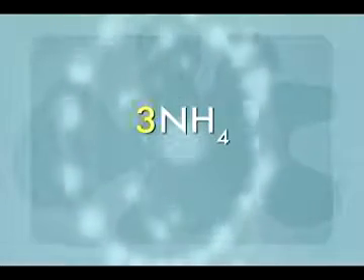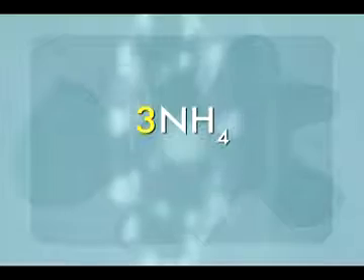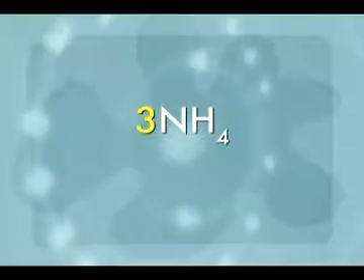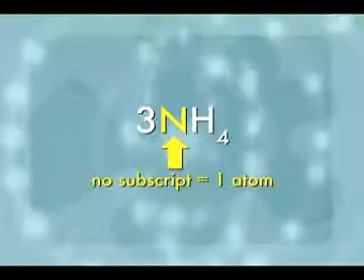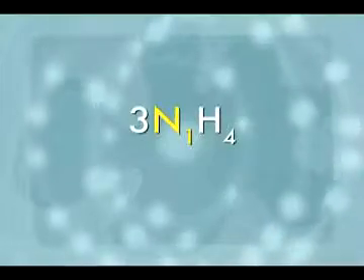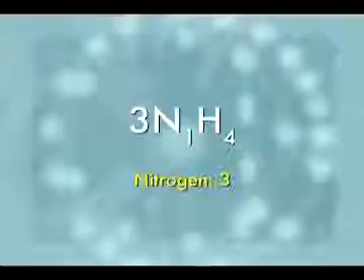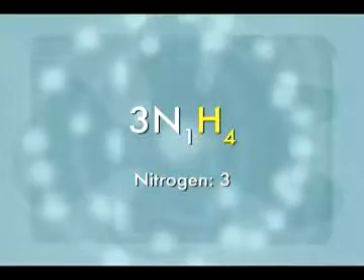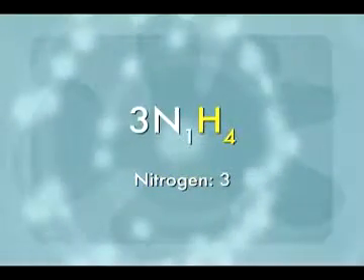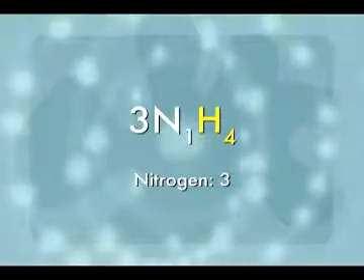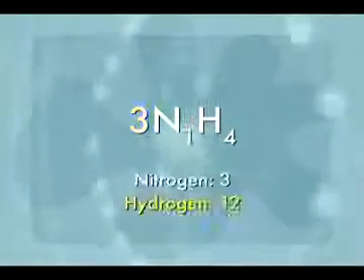Here we have 3 molecules of NH4. We know because of the 3 here in front. We also know there's 1 nitrogen atom in each molecule because there's no subscript after the N. You can even write in the 1 if you want to. We multiply that by 3 molecules to get 3 nitrogen atoms total. When we move on to the hydrogen, we see that there are 4 of them in each molecule. We multiply 4 hydrogen atoms from the subscript by 3 from the coefficient. That's 12 hydrogen atoms.